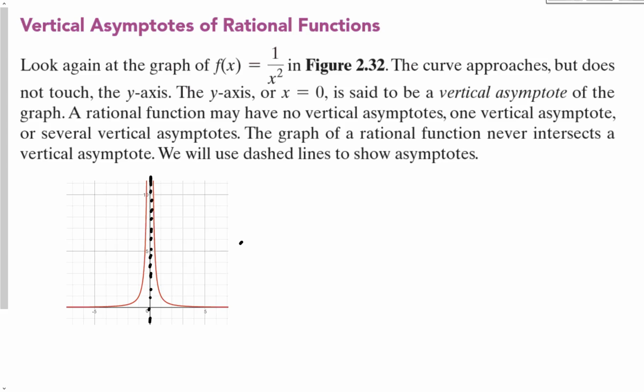A rational function may have no vertical asymptotes, one vertical asymptote, or several vertical asymptotes. You can have as many as you want. The graph of a rational function never intersects a vertical asymptote, and we will use dashed lines on the graph to represent them. It's always a good idea now and when we graph trigonometric functions to use dashed lines to mark vertical asymptotes, because it shows whoever's looking at your graph that that is something the graph never crosses.